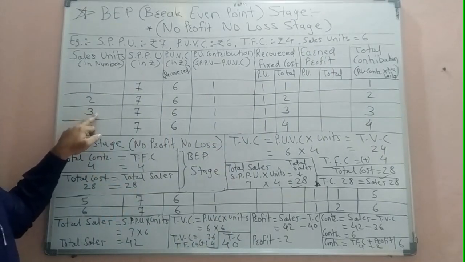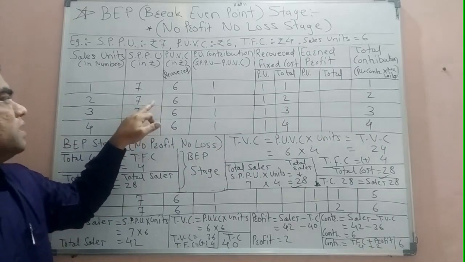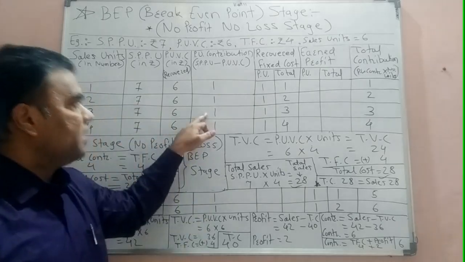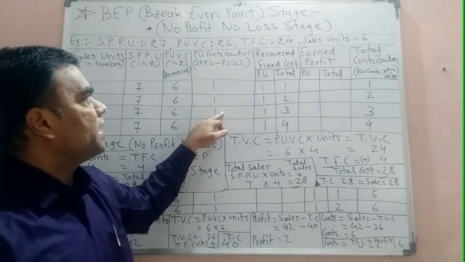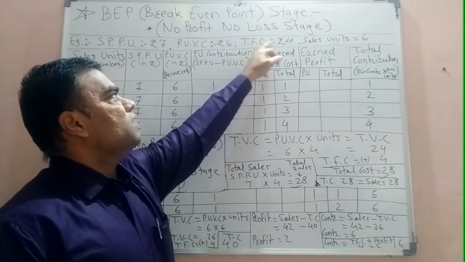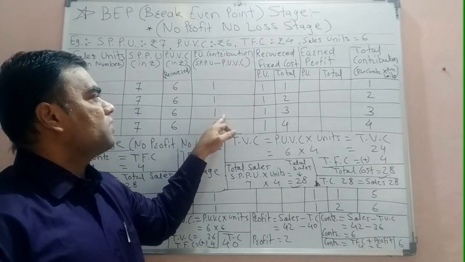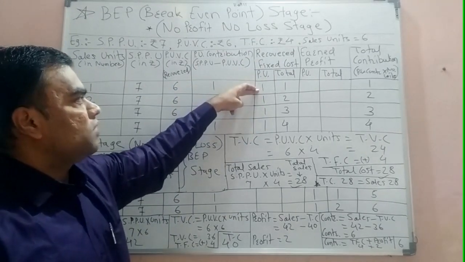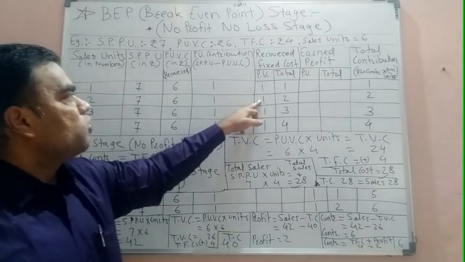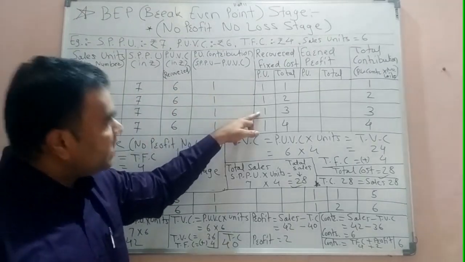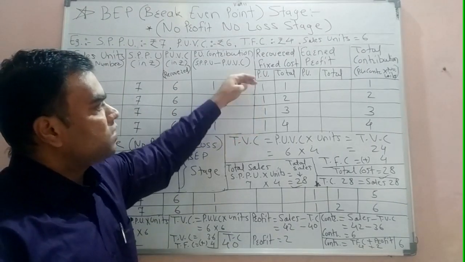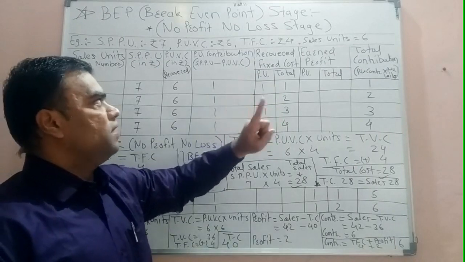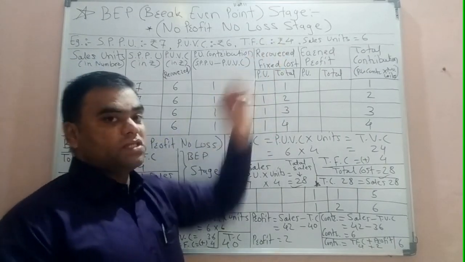Next, when we sell the third unit at rupees 7, the variable cost of the third unit, rupees 6, will get immediately recovered. Again 1 rupee will remain, and that rupee 1 per unit contribution will be utilized to recover fixed cost. Total fixed cost is rupees 4. When we sell the first unit, 1 rupee fixed cost is recovered. When we sell the second unit, again rupee 1. When we sell the third unit, again 1 rupee. Total fixed cost recovered is 1, 1, 1, a total of 3 rupees. Again 1 rupee of fixed cost remains to be recovered, because our total fixed cost is rupees 4.